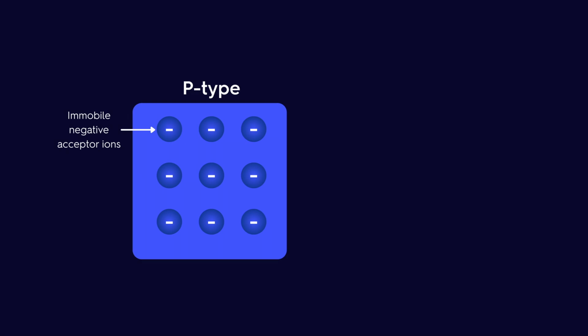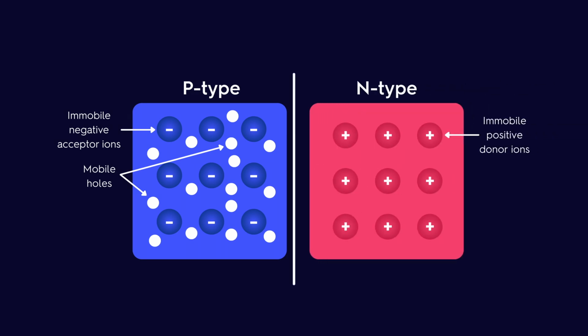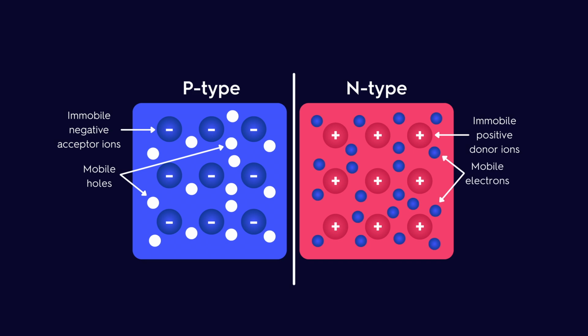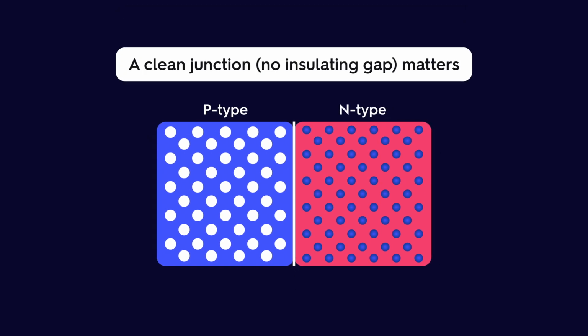Before we look at the junction itself, let's quickly review the two sides. In p-type material, acceptor atoms create lots of holes, and the acceptor ions are fixed in the crystal. On the other hand, in n-type material, donor atoms create lots of electrons, and the donor ions are fixed too. The mobile carriers are the holes and electrons. For anything interesting to happen, the p side and n side must form a continuous junction, with no insulating gap, so carriers can move across the interface region.